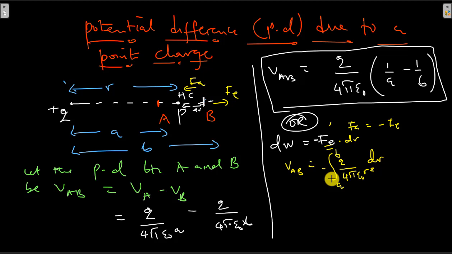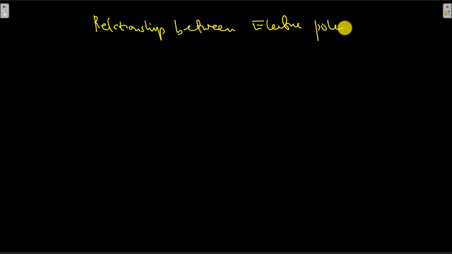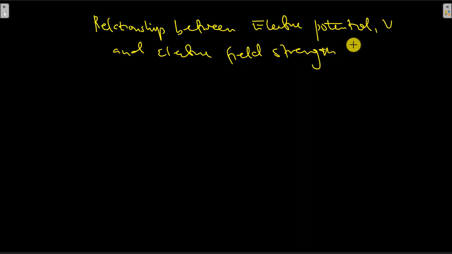Let us look at the relationship between electric field intensity and electric potential before we look at the numerical problems to do with electric potential. So the relationship between electric potential V and electric field strength or electric field intensity E.